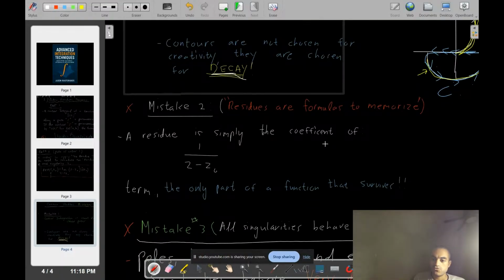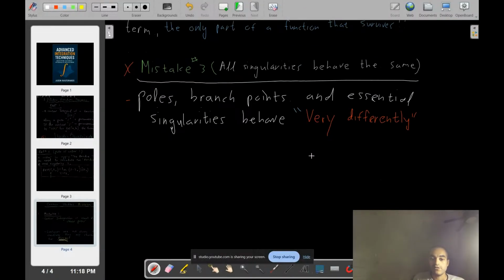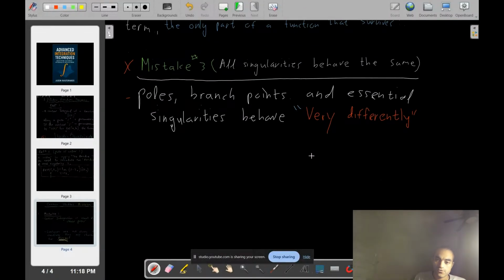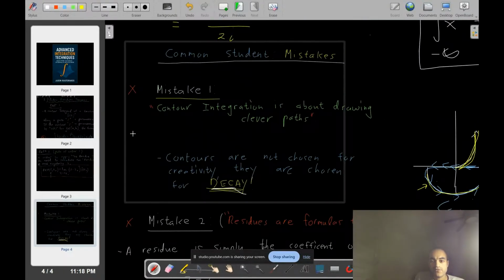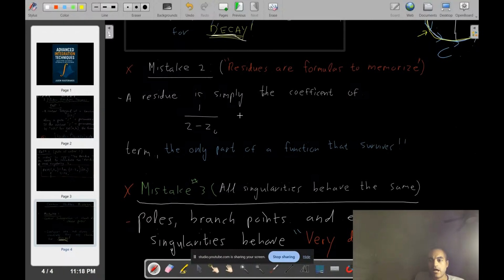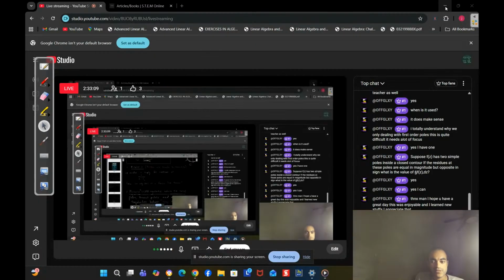Mistake number 2, residues are formulas to memorize. No, they're just coefficients of 1 over z minus z0. They're just coefficients of the residue calculation. Mistake number 3, all singularities behave the same. Nope. Poles, branch points, and essential singularities all behave very differently, and there's no one-fits-all answer. That's not true. All right, so mistake 1, mistake 2, mistake 3. I hope you guys integrate this conceptually.